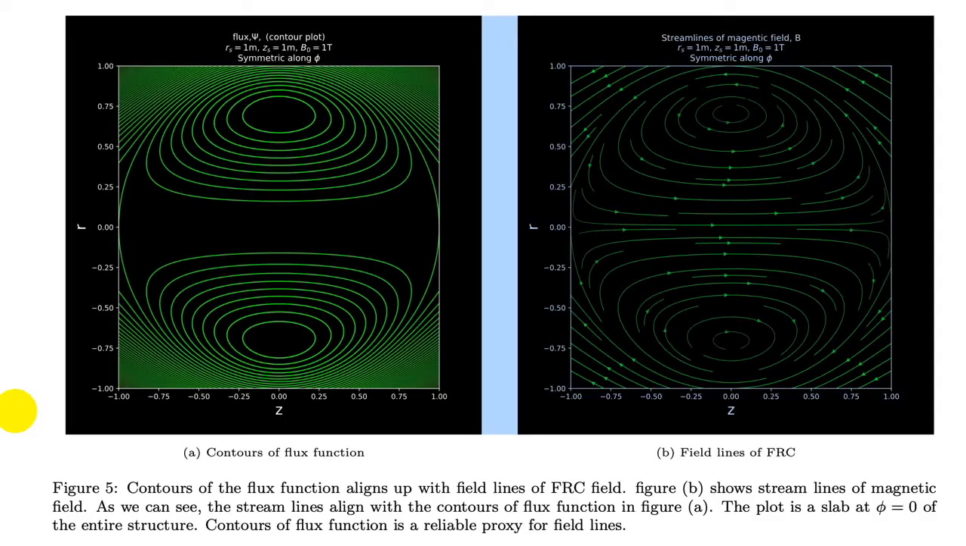So now you can see here we have plotted the actual field lines, and here what we have plotted is psi's different equi-surfaces, the level sets of psi. And as you can see, they line up exactly, as they should, because if you solve this, you get this.